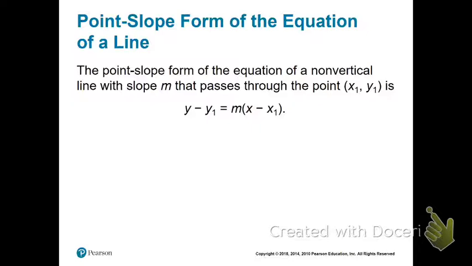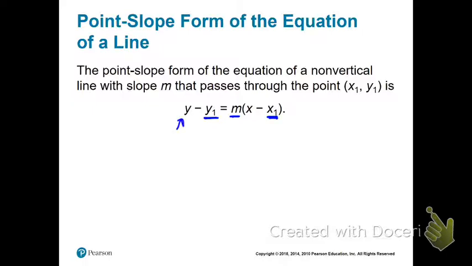Alright, then we're going to talk about the point-slope form. It says the point-slope form of an equation of a non-vertical line with slope m that passes through the point (x1, y1) is y minus y1 equals m times (x minus x1). We're going to use this equation anytime we're looking for point-slope form, or even if they give us a point and a slope, or if they give us 2 points, we can even use this to find our slope-intercept form. So what you're going to do is plug in numbers for y1, m, and x1.